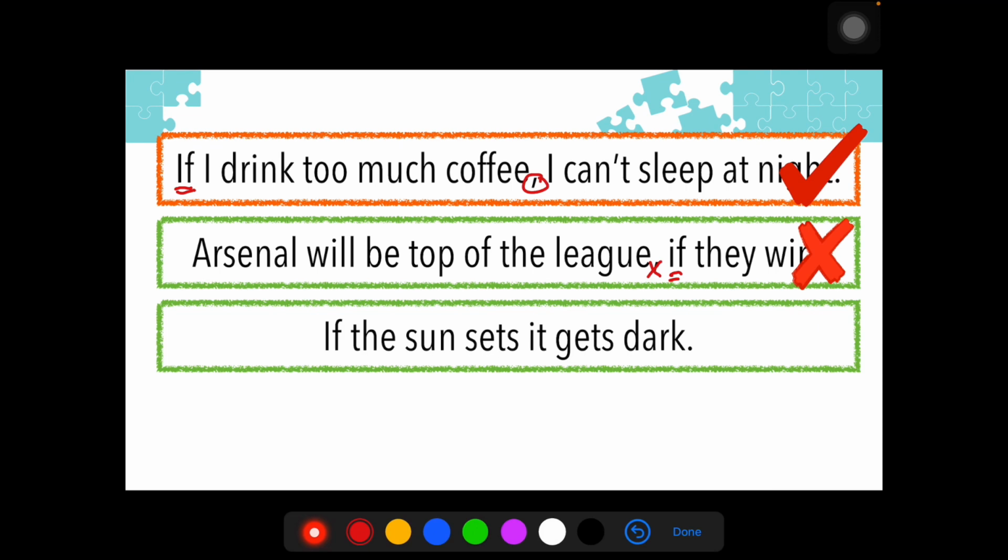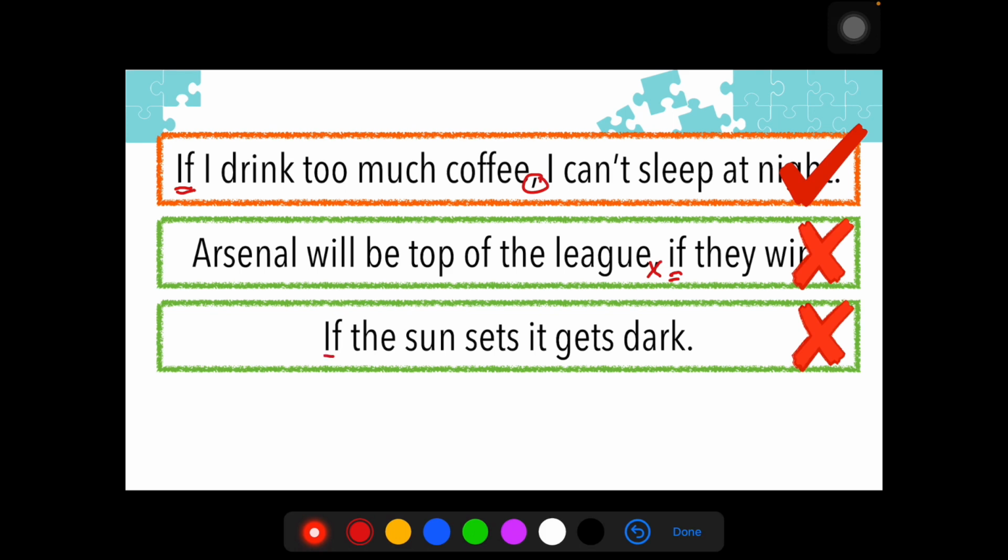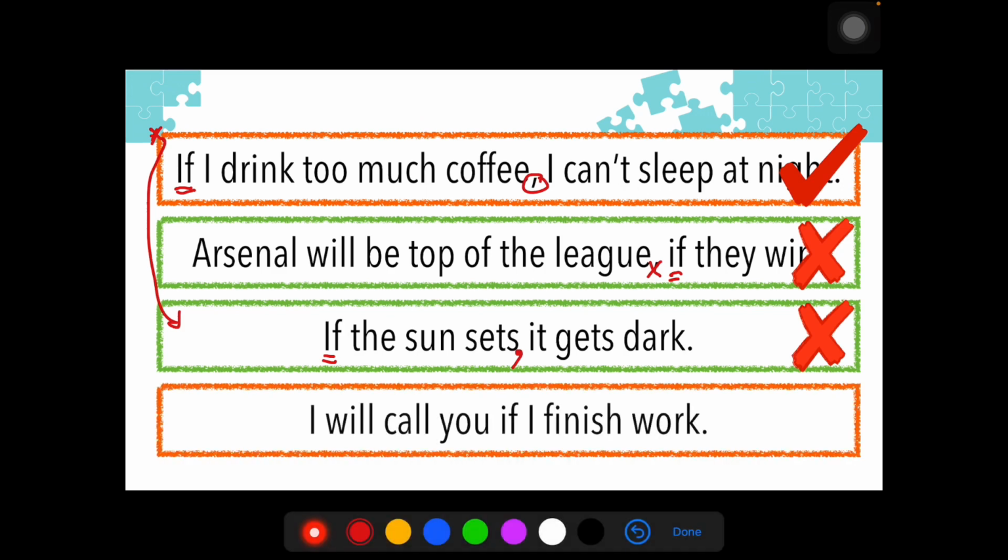Next one. If the sun sets it gets dark. Tick tock, tick tock. This one is incorrect because the if is in the front, so we need a comma between the clauses. How about the next one? I will call you if I finish work. The if is in the middle and we don't need a comma, so this one is correct. So that is how you order the clauses.